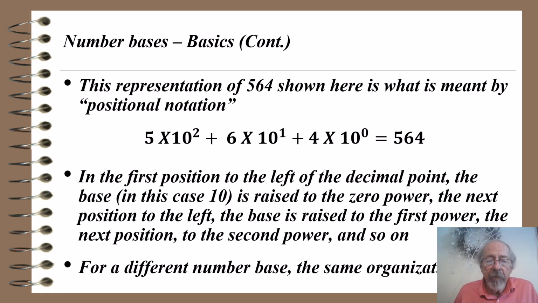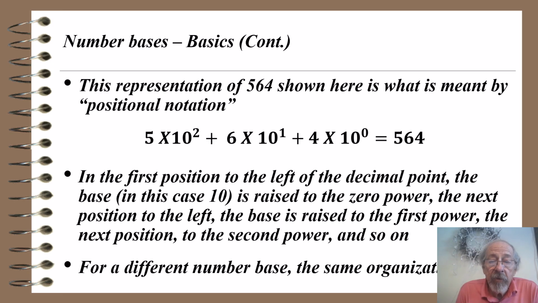So as you see here, 5 times 10 to the second power is 5 times 100. 6 times 10 to the first power is 6 times 10, or 60. 4 times 10 to the 0 power, and this one you might guess is kind of mysterious. But to make mathematics work, mathematicians have all agreed that anything raised to the 0 power is equal to 1. So anytime I have x to the 0 power, I get 1. So 4 times 10 to the 0 power is 4 times 1, or 4. And again, that adds up to 564.